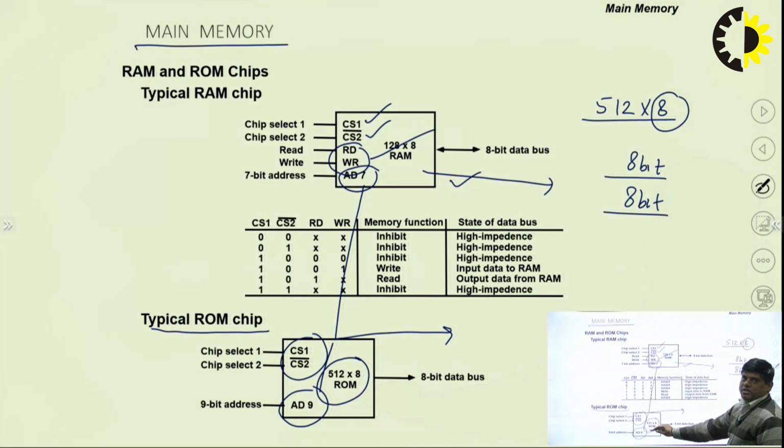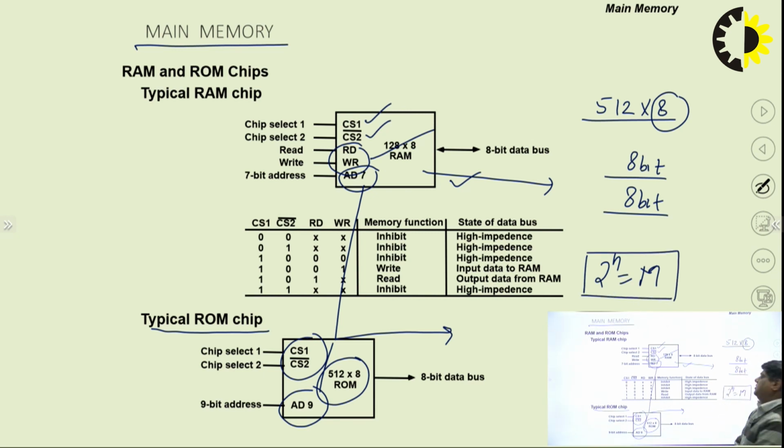First we calculate for ROM. There is a simple formula to find the address lines of any RAM chip or ROM chip, that is 2 to power n is equal to m. By this mathematical formula, we find the required address lines for the RAM chip and ROM chip, where m is the size of the memory.